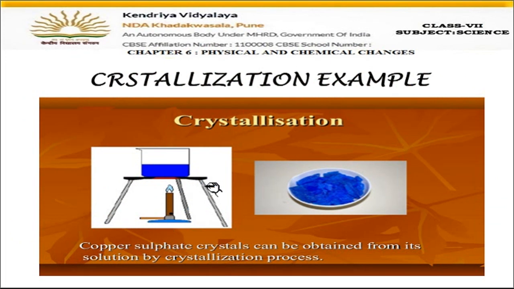Now you can see here the salt which has to be crystallized. I'll just orally tell you how this crystallization is done. Suppose you have to crystallize any salt. So what we'll do is first add this salt in water and we will boil it. When we boil it, what will happen? All the salt particles will properly dissolve in water and a solution will be formed.